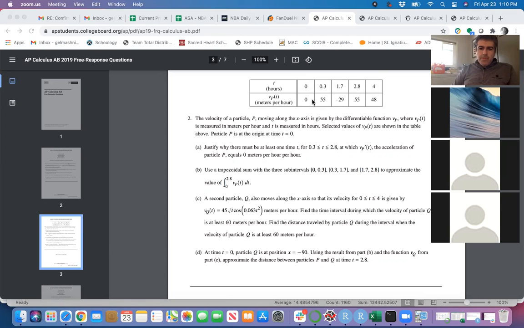So justify that there must be at least one t from 0.3 to 2.8 at which v prime of t, the acceleration of particle p, equals 0 meters per hour. Okay. This is going to be a mean value theorem question, just so you know. So this is dealing with MVT for derivatives.